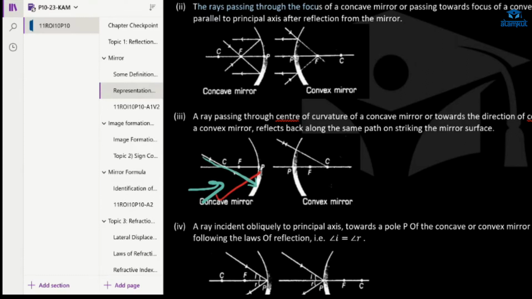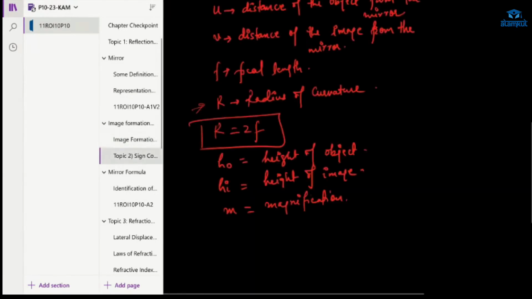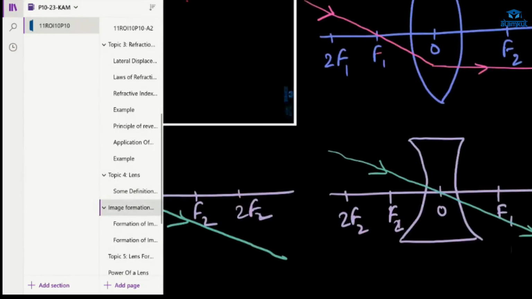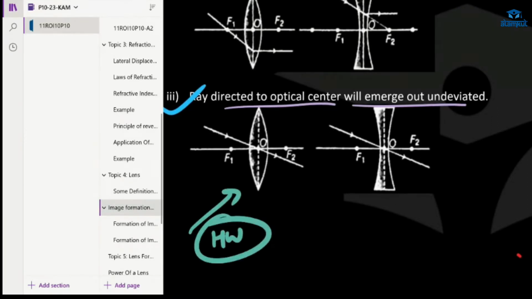Just like normal. What does a normal do? Suppose this is a glass slab. What is the normal in this? Just 90 degrees, right? And what does the normal do? It just passes through the slab undeviated, right? Normal is also a ray, or not? Sophia, you will tell me the answer of why it's going undeviated. This is your homework.